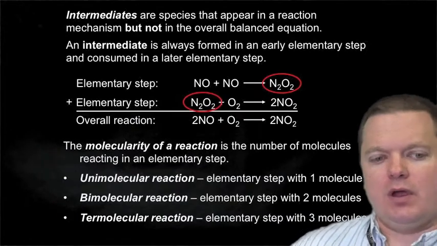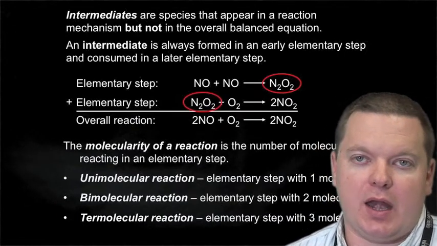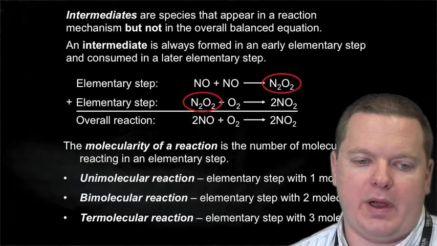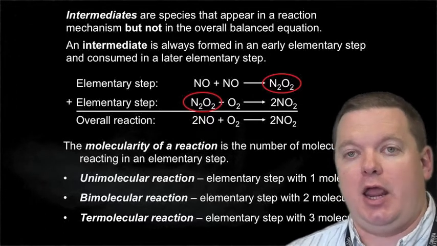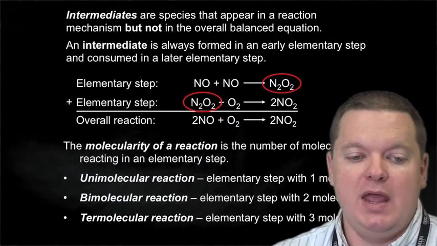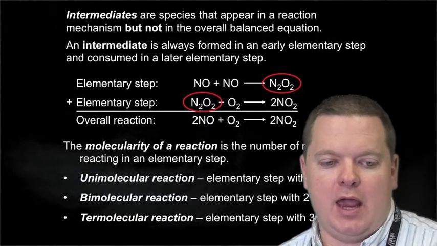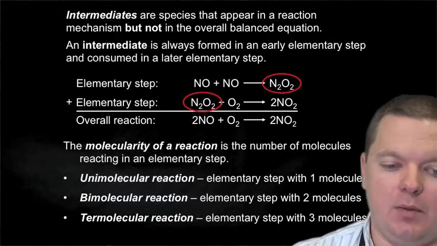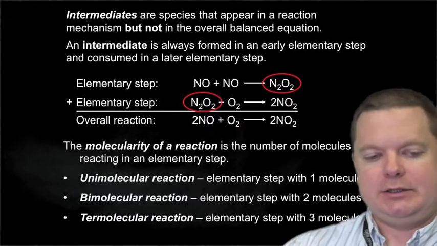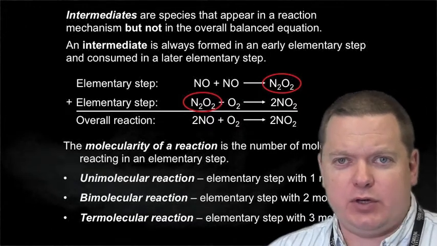So these elementary steps, the reaction mechanism, must give us the overall reaction. And it can involve what we call intermediates. Intermediates are species that appear in a reaction mechanism, but not in the overall balanced equation. One definition of an intermediate is something that's formed in an early elementary step and then consumed in a later elementary step. So we can see here our intermediate is N2O2.